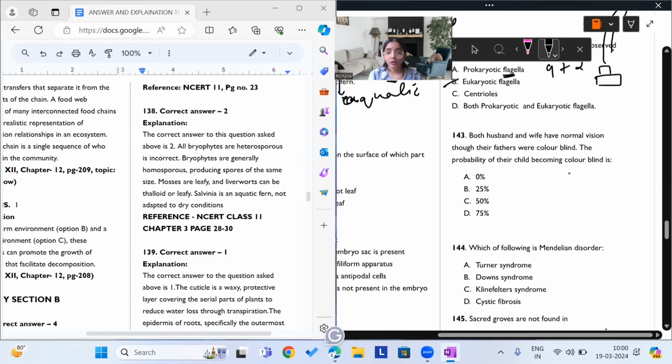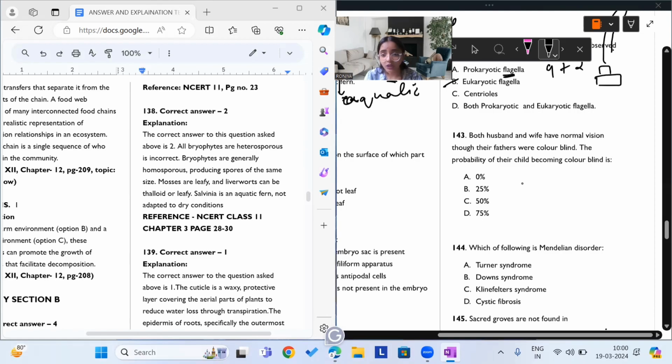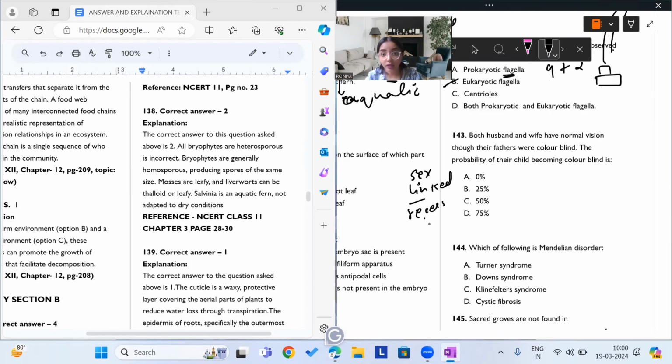Both husband and wife have normal vision, though their fathers were colorblind. The probability of the child becoming colorblind is, okay, let us see the husband first. The husband is normal, but his father was a colorblind person. First, remember that colorblindness is sex-linked recessive. For a female to be colorblind, both X chromosomes should have the colorblind allele, and for a male to be colorblind, only one X chromosome with the colorblind allele is sufficient. Now they are saying that the husband is normal, meaning he does not have an X chromosome with the colorblind allele. So he has XY genotype.